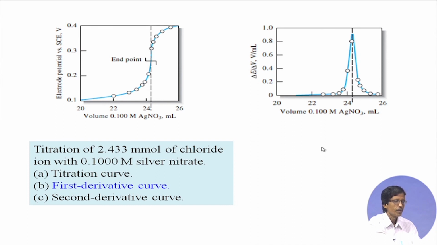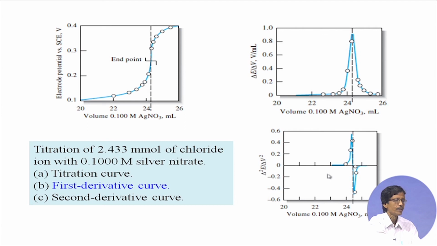This is the first derivative plot, and the most interesting one is the second derivative one. If you plot del square E by del V square, that means the change in the potential values with the change in the volume, the potential is changing from some value, 0.1 to 0.4. But when you plot the derivative, it goes from 0 to some value, and in the second derivative it goes in both directions, and you get the point where it crosses your baseline. So, you have to find this particular baseline crossing, and this is your end point.